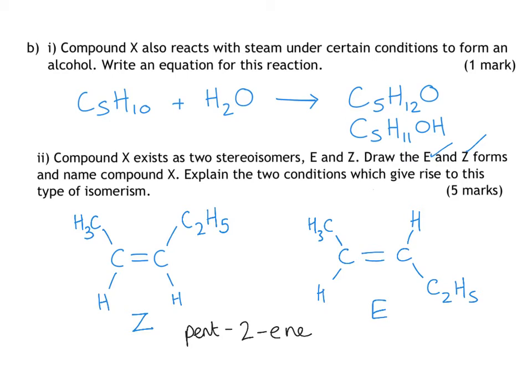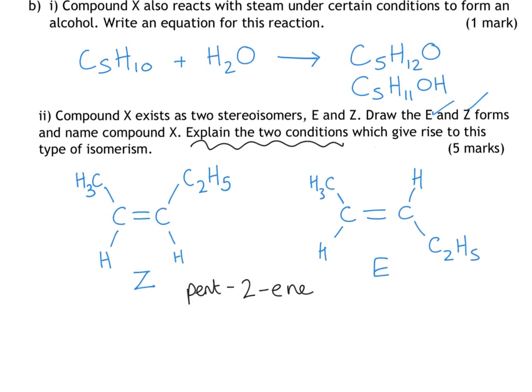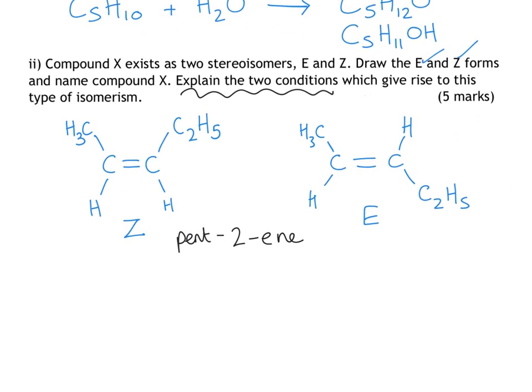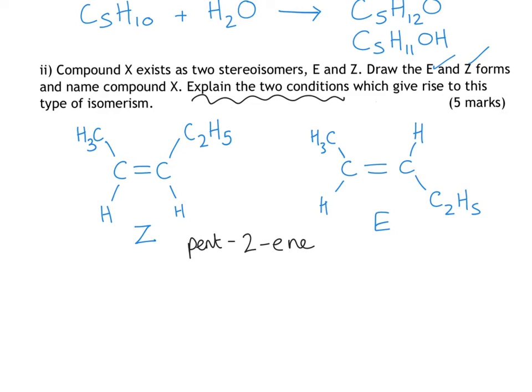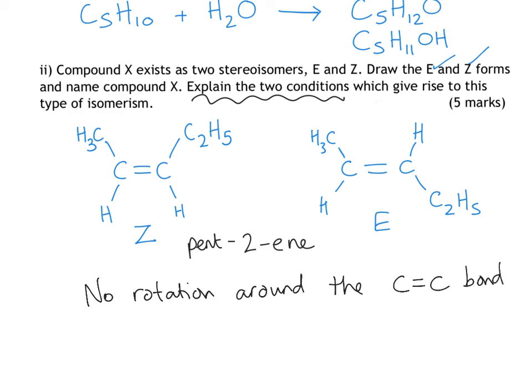So far we've got 3 marks, and it says explain the 2 conditions, so very clear where the next 2 marks come from. 2 conditions which give rise to this type of isomerism. So this is just really explaining what we mean by EZ isomers or how they arise. So we need to say there is no rotation around the C=C bond, and just write it like that is fine, or no free rotation or cannot rotate around that bond.